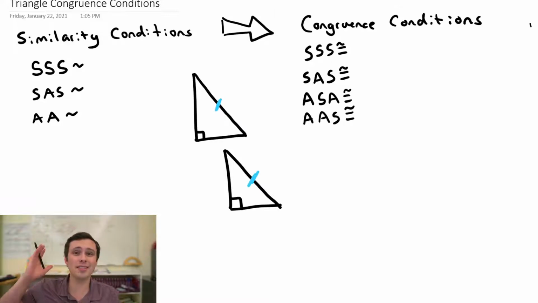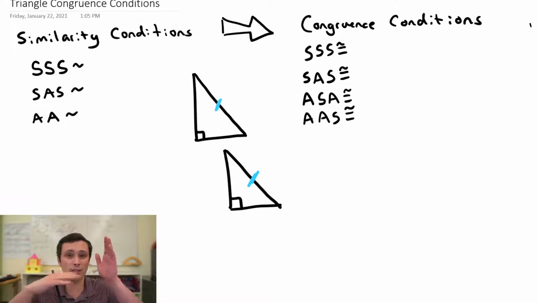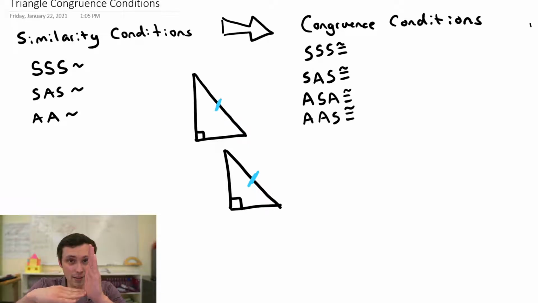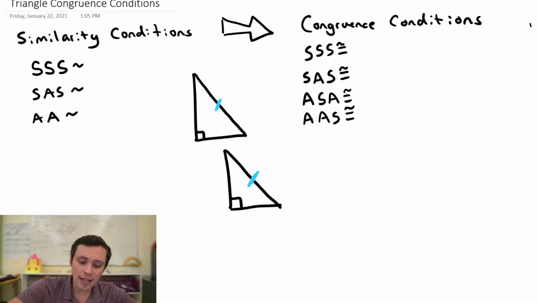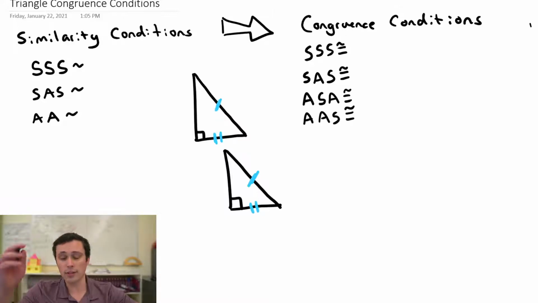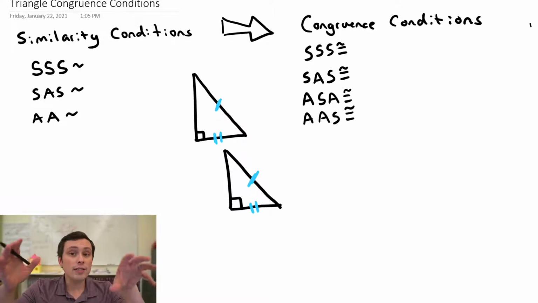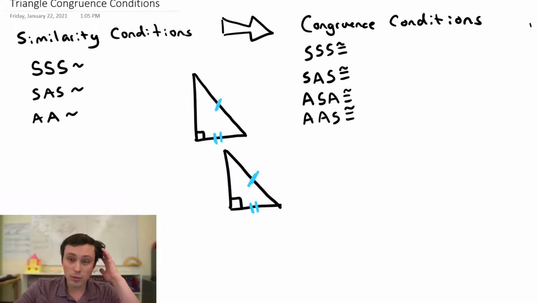Remember, your hypotenuse is the side across from the 90. The two sides that make the 90 are called the legs, and then there's the one across from the 90 that's called the hypotenuse. The hypotenuse matches, and let's say that you have a pair of legs that match, like these two, for example. These would have to be congruent. Why would these have to be congruent?